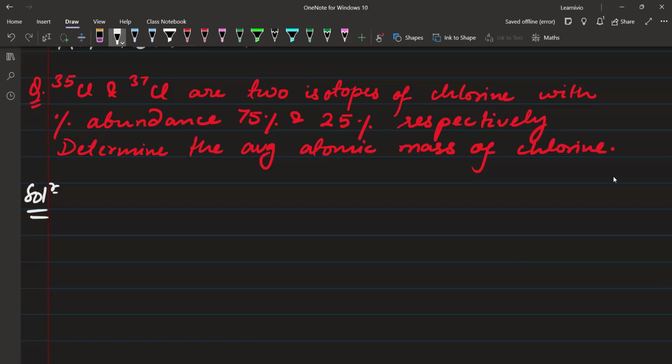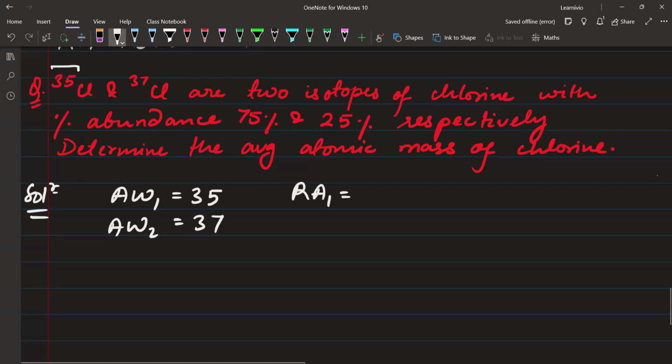So in the question, first of all, tell me what is the meaning of this 35? Atomic mass. Yes, atomic mass. So we have atomic mass of the first isotope that is equal to 35. Atomic weight of the second isotope is equal to 37. What is the percentage abundance of the first isotope? 75%. Very good. Percentage abundance of the second isotope is equal to 25%. Now you can plug in the values after writing the formula.